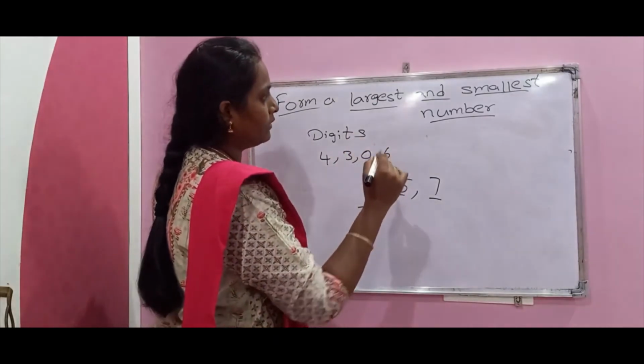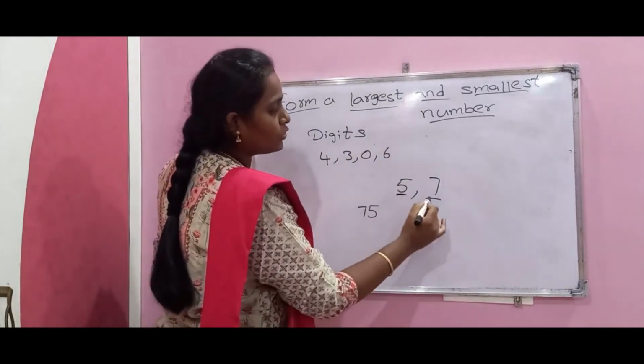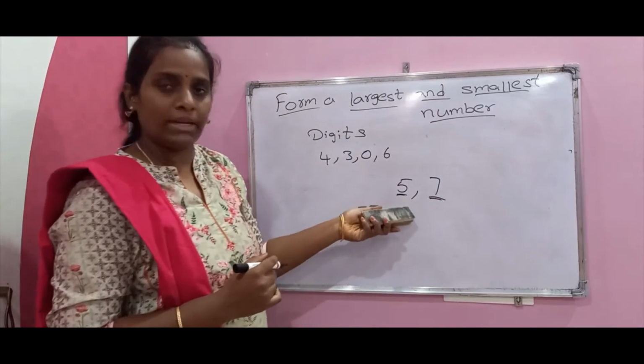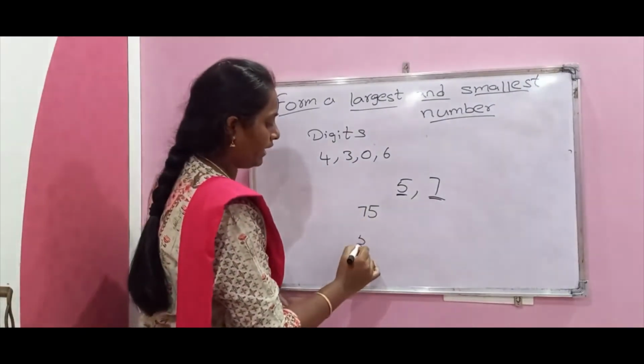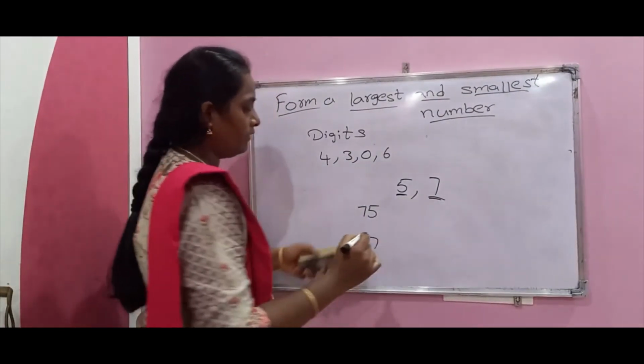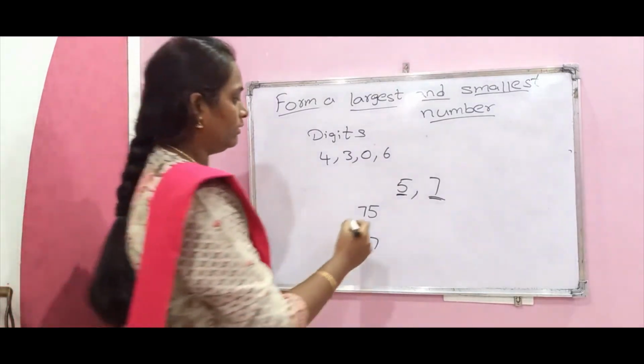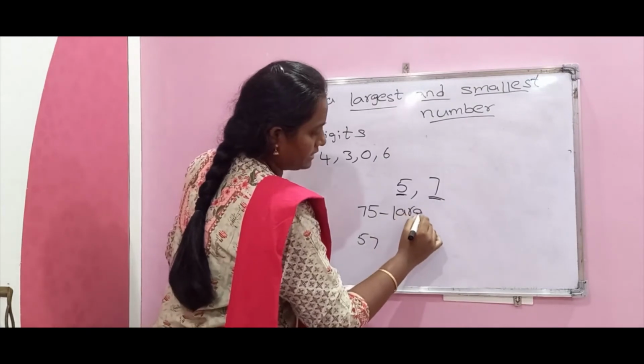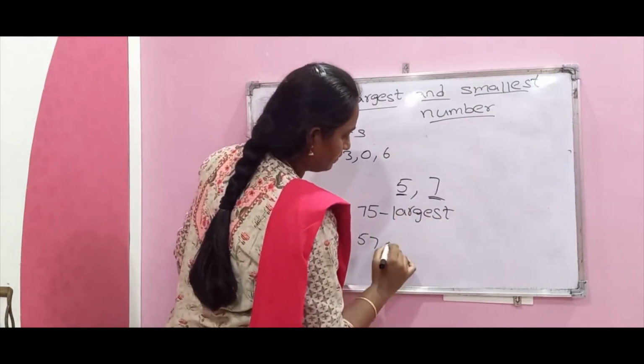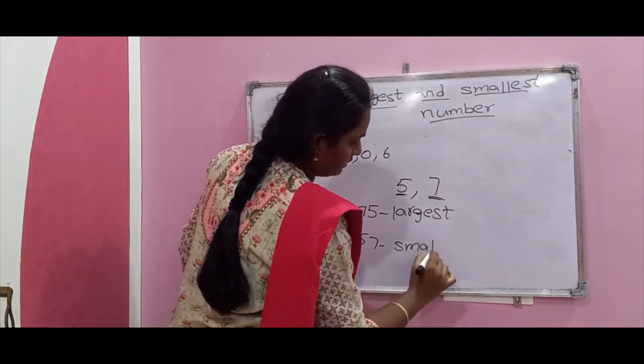Now we'll form the smallest number. In these 2 digits, which is the smallest number? 5. So write 5 first and write 7. 57. This is the smallest number. This is the largest number. This is the smallest number.